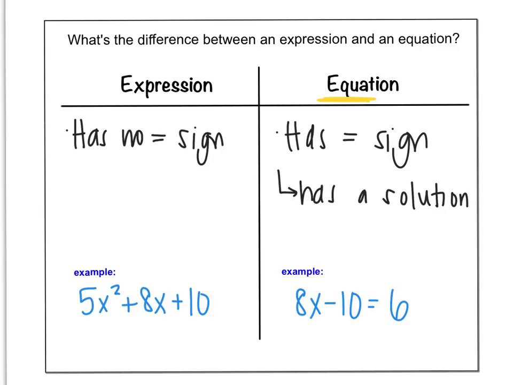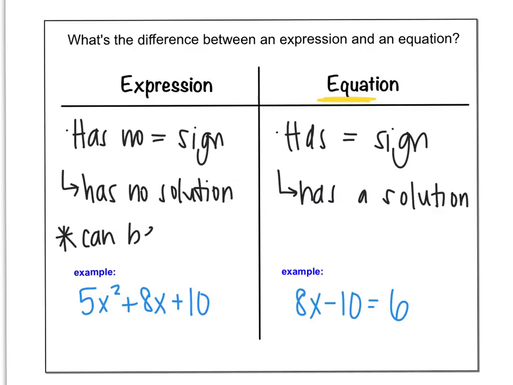Whereas with an expression, since it doesn't have an equal sign, you're not saying that two things are equal to each other. So this has no solution. We can't solve an expression, so really it can only be simplified. We don't get all the way down to x equals a number, but we might be able to simplify it and make it look a little neater and a little more simple.